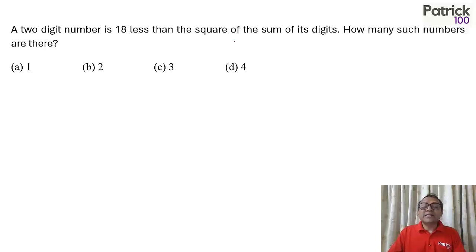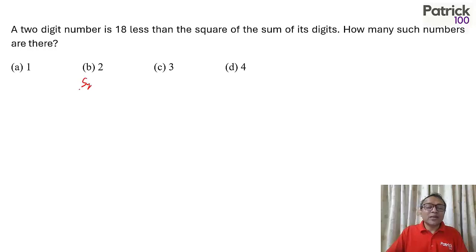A two-digit number is 18 less than the square of the sum of its digits. Normally what I say is start with a square, as there are fewer squares. If I start with squares, I can't take 25, because 25 minus 18 is a single-digit number, but I want a two-digit number.